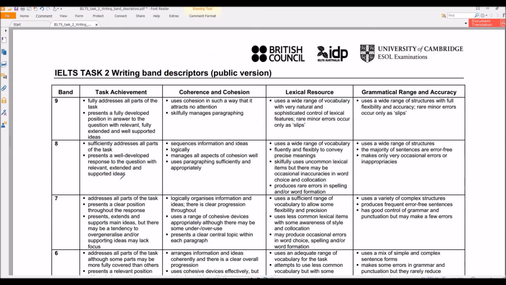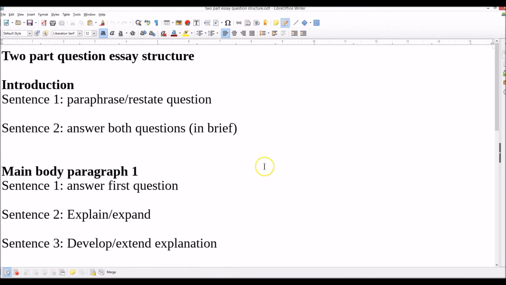Now, I'm not going to talk about any of the other criteria for this particular essay, just about the structure. So I'll show you a structure which we can use, which is pretty good. For your introduction: sentence 1, you paraphrase, restate the question. Sentence 2, answer both questions in brief. This is the outline sentence.